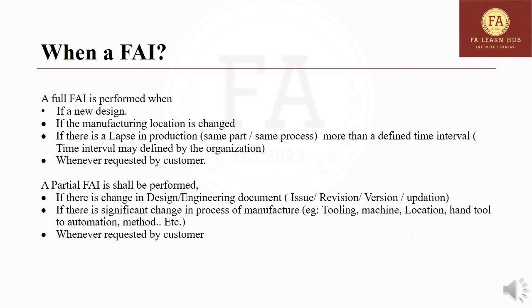If there is a significant change in the manufacturing process, for example tooling change, machine change, location change, or hand tool to automation method, these are some of the changes. If there is a specific change in a process, we can do the partial FAI for that process itself. For example, previously my company was using the hand crimping method. Now the company's crimping method has been updated to automation. Then we can do the partial FAI for only the crimping process whenever requested by the customer. So these are the situations where we have to do FAI.